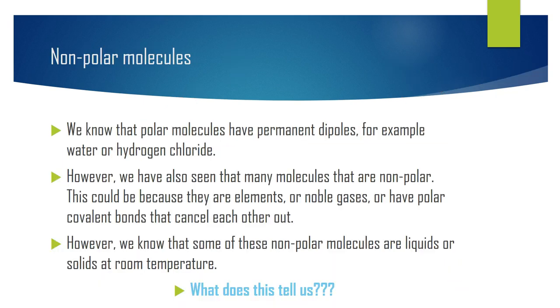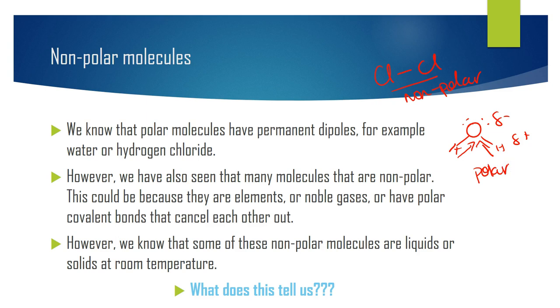Okay, so in non-polar molecules, there are no permanent dipoles. If we have Cl2, remember there's no electronegativity difference, so it's non-polar. In polar molecules such as water, we know that we will have a delta minus and a delta plus, and we will have an overall dipole, so water will be a polar molecule.